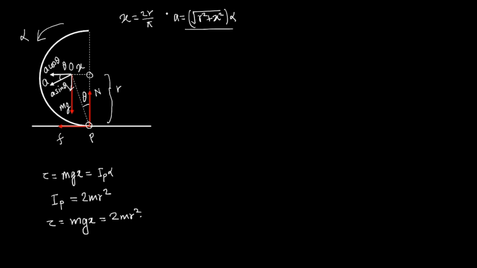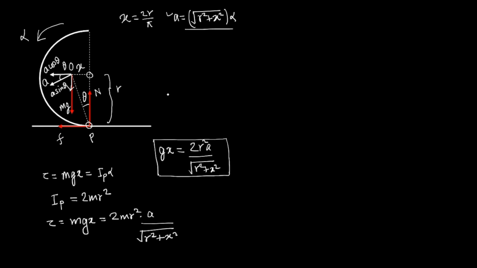Alpha you take from here. So alpha is A upon the square root of r square plus x square. Now if you cancel m, what you get is simply gx equal to 2r square A upon the square root of r square plus x square. Okay, note this equation.